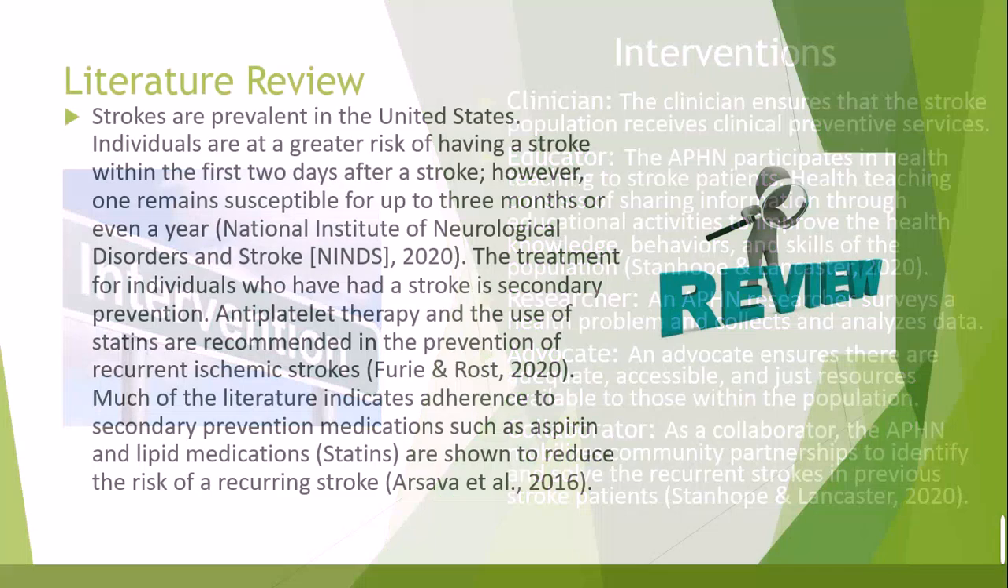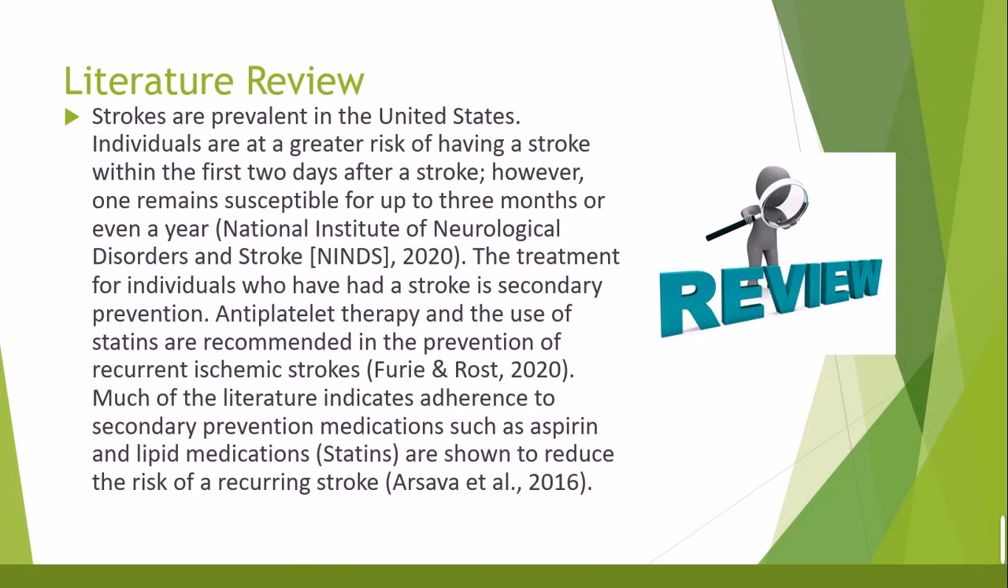Strokes are prevalent in the United States. Individuals are at greater risk of having stroke within the first 2 days after a stroke. However, one remains susceptible for having a stroke up to 3 months or even a year. The treatment for individuals who have had stroke is secondary prevention, and there is a lot of literature out there about secondary prevention of strokes.